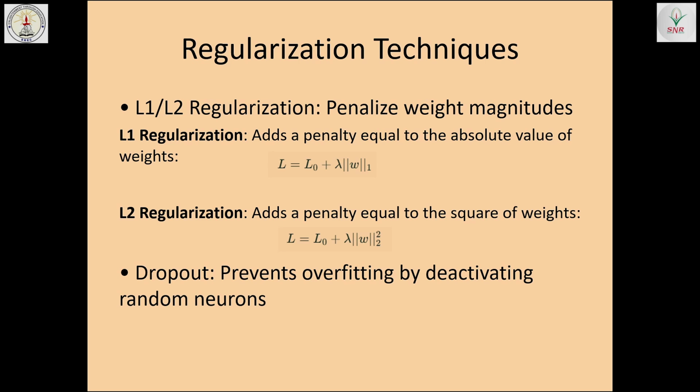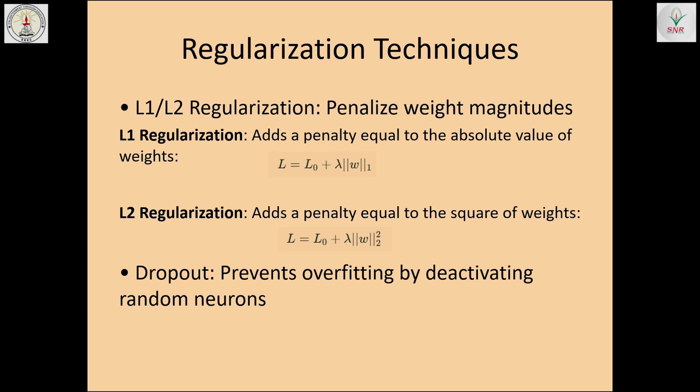Here we have another topic called dropout. Dropout is a powerful technique. It allows random selection of neurons which are ignored during training. This prevents the neurons from co-adapting too much, and it encourages redundancy in the representation of various features.